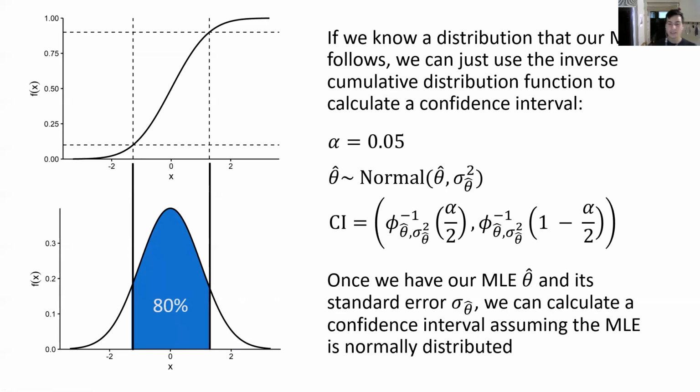Luckily, it's often the case that the maximum likelihood estimate is normally distributed, so we can use this quite often. We can use the standard errors from Fisher information or from bootstrapping to estimate confidence intervals this way.